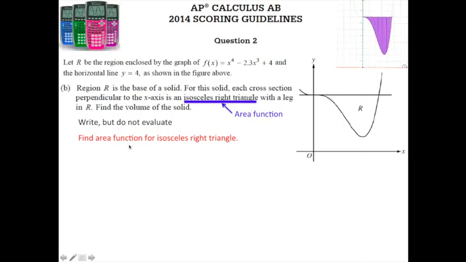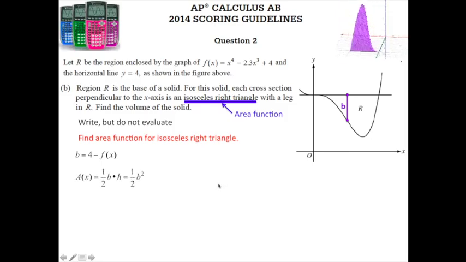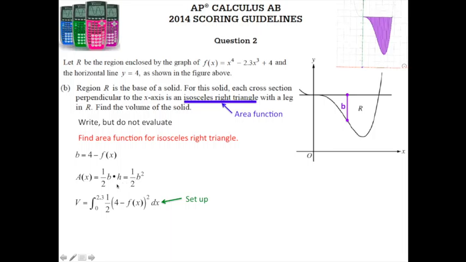So first we want to find an area function. So we know the area of the triangle is 1/2 base times height. So the base of the triangle is going from the horizontal line down to the curve. So that base then is 4 minus the function, right? This is 4. This is the function here. The function is always measured from the x-axis. So this distance here is 4 minus the function. So then your area is half base times height, and since it's isosceles, base and height are the same, so it's half base squared. So that's your area function.